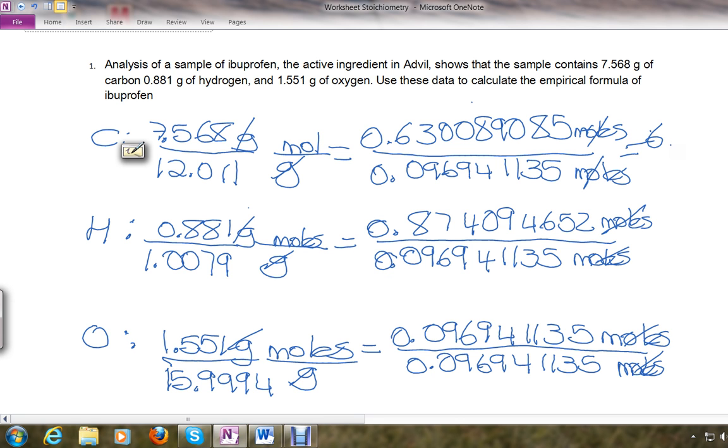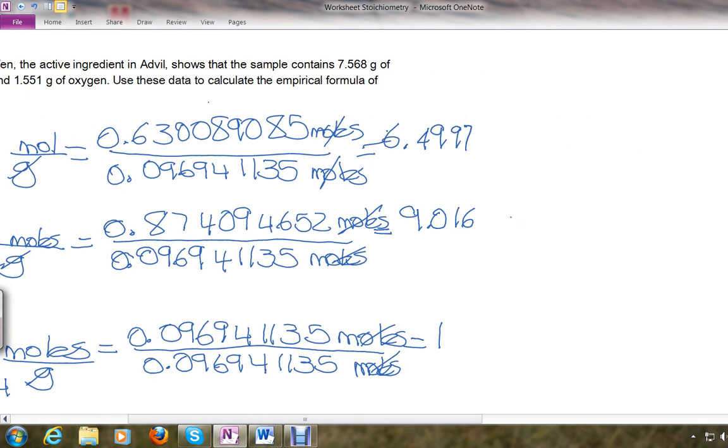So we got 6.9997. This would give you 9.016, and this is going to give you 1. Now, this is a decimal, as I said. You cannot round it. There's more for 0.888, but you cannot round it, because if you round one of each, you're changing the ratio.